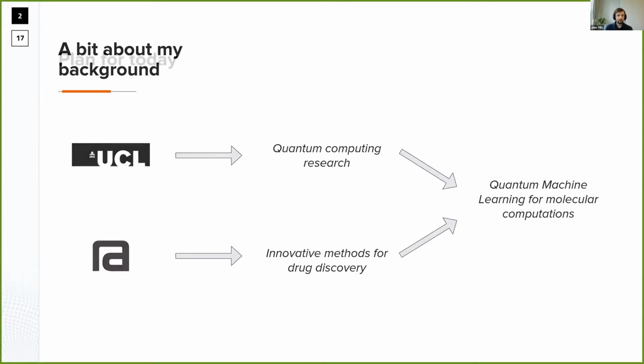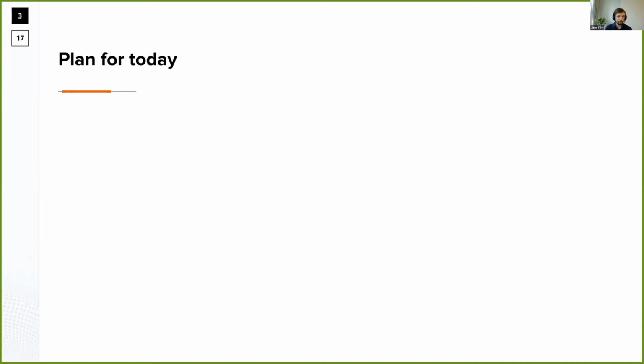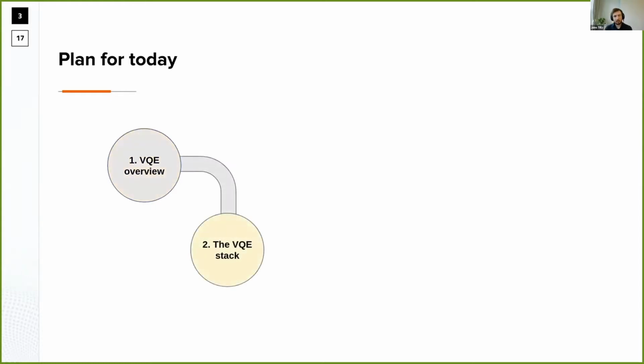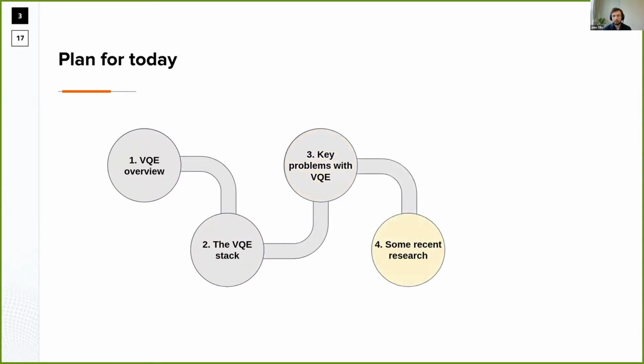So the plan for today, we will be first going through an overview of the VQE, the Variational Quantum Eigensolver. We'll go in slightly more detail about the VQE stack, so looking at all the different components that compose the algorithms and so on, and there are many of them. After that, we will be looking at what the key problems with these algorithms are and what still needs to be resolved. And after that, we'll look at some of the recent research that my team and I have been working on, if we have time, and we'll finish with some concluding remarks. I'm really sorry about the design of the navigator. It's just that I tried something new, so we'll see how that works.